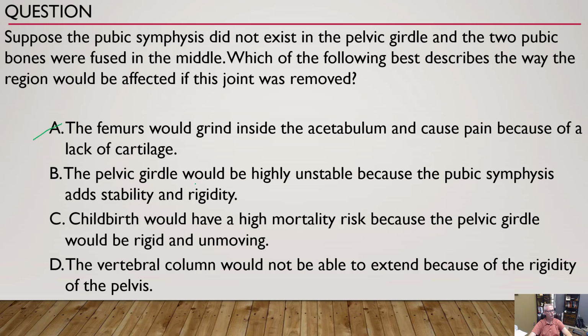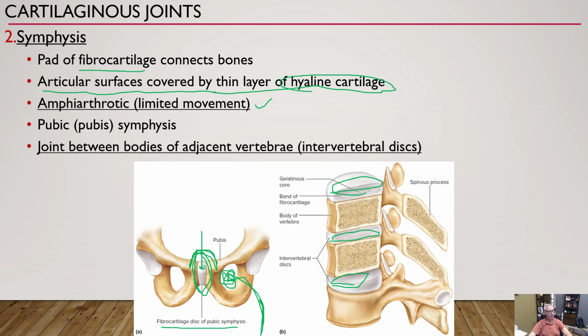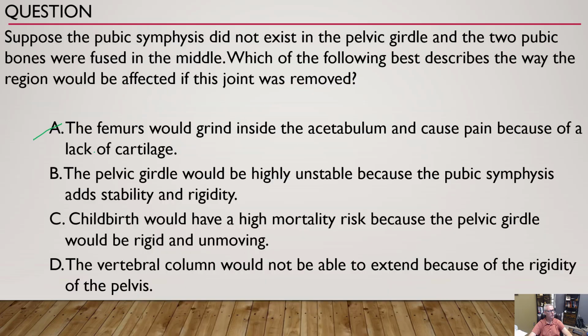The pelvic girdle would be highly unstable because the pubic symphysis adds stability and rigidity. Well, nothing here says stability and rigidity, and actually it's an amphiarthrotic joint, so it allows for limited movement, so it's not rigid. So we're going to get rid of answer B.